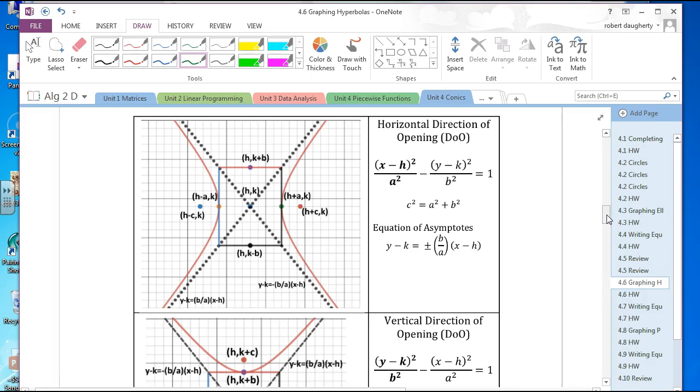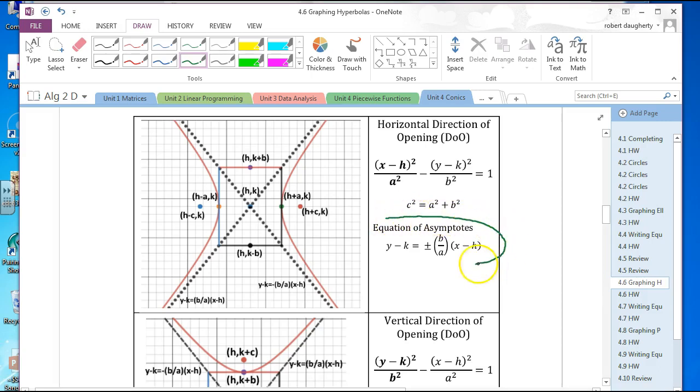You'll have a center, and when you go over the distance of h, k, and over the distance of a, you get to a vertex and a vertex. C will take you to a focus. Remember, c is the focal length. Then a and b help you draw this rectangle or box. When you connect the center with each of the four corners, you get these asymptote lines, which are lines the graph will not cross.